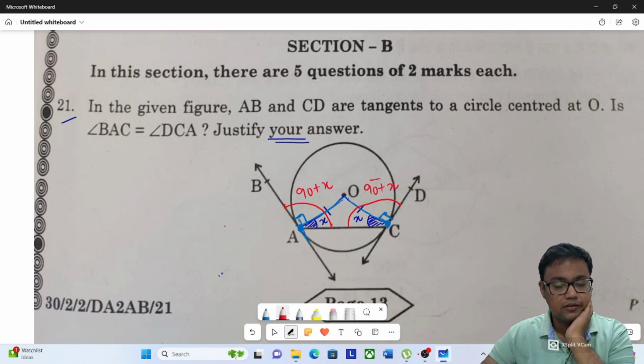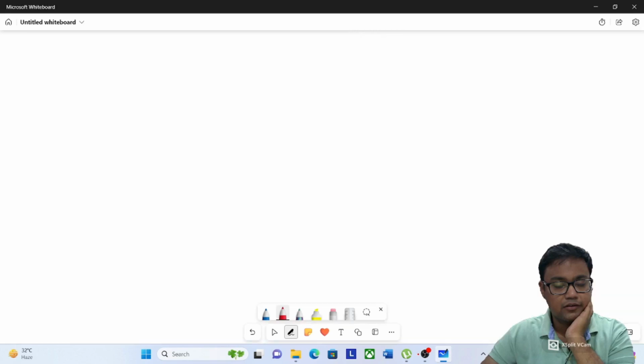Therefore you can see from the figure itself 90 plus x on both the sides. Therefore angle BAC is equal to angle DAC. So the proof was simple. You should write like this only, that 90 plus x is equal to 90 plus x on that side. Therefore both the equations are the same, and the angles are called by different names, but the angles are equal. So we are done with this page. Let us get rid of it.